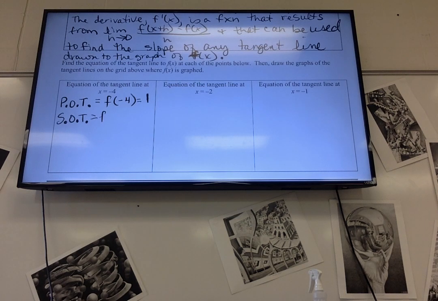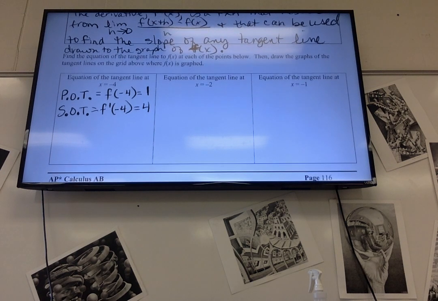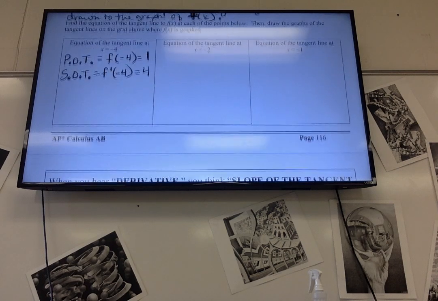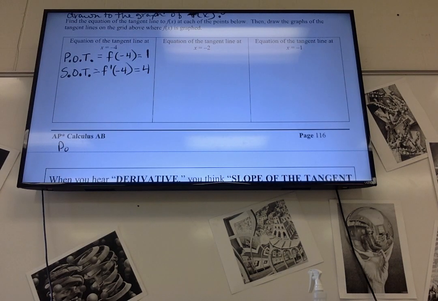We do f prime of -4. And what was our slope? 4. Now, on these problems, we use what's called the point slope form. Isn't that y minus 7?